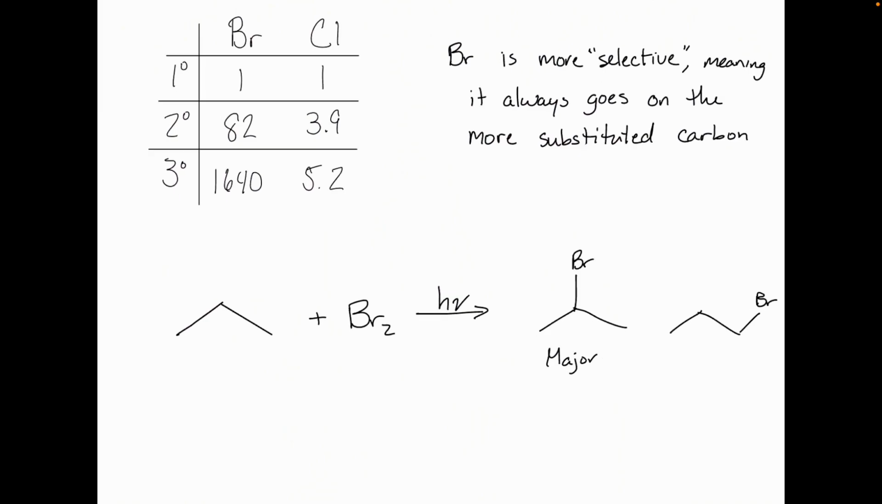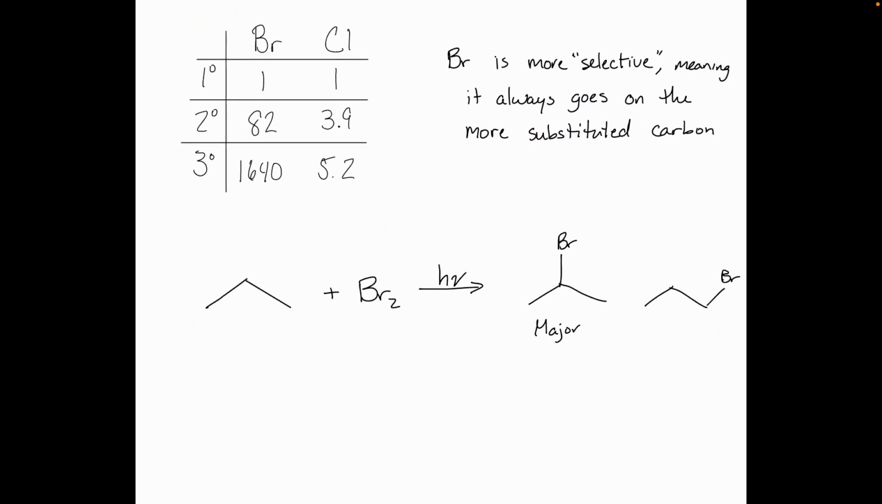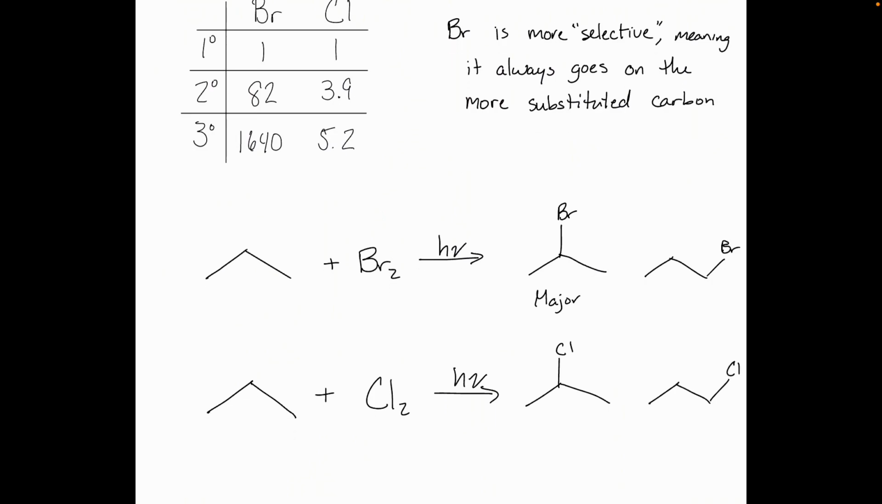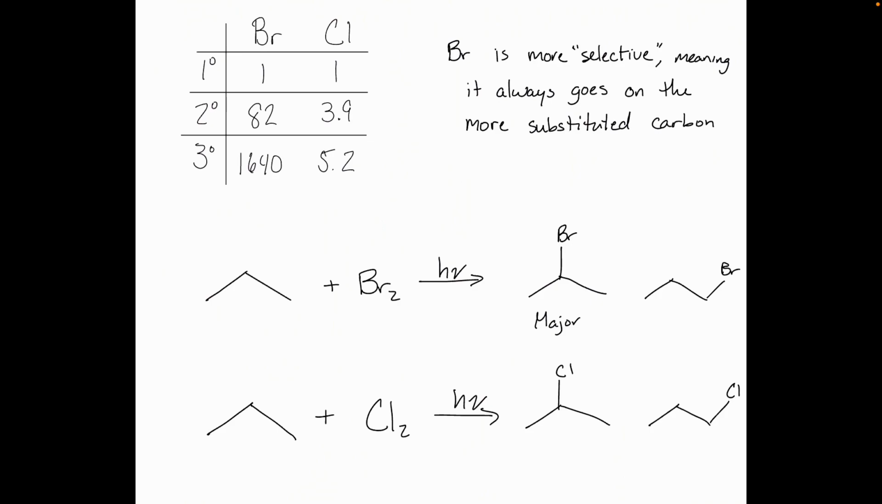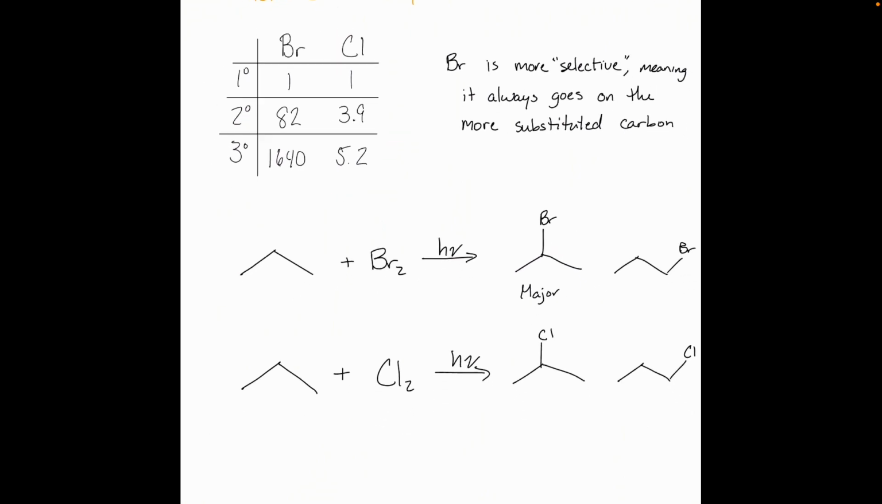All right. For chlorine, we're going to have to do some math in order to figure it out. Again, we have those same two products, but in order to figure out which one is our major product, we're going to have to use these numbers here.